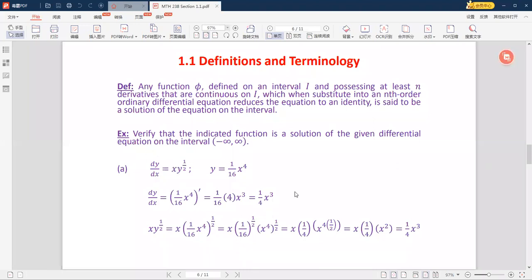So what you do is just plug y equals 1/16 x to the fourth into the equation on both sides and see if the equation holds. Okay. Does anybody have any questions?